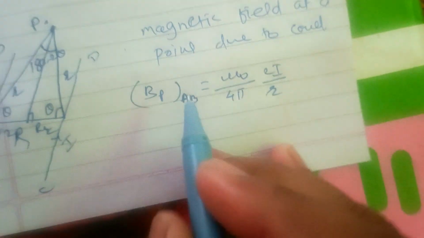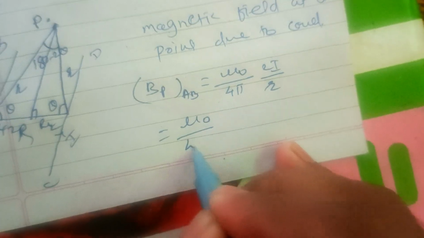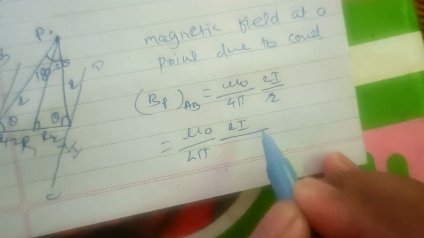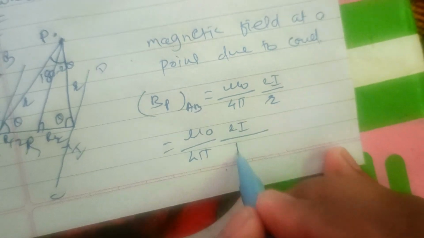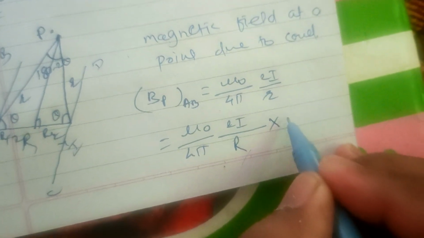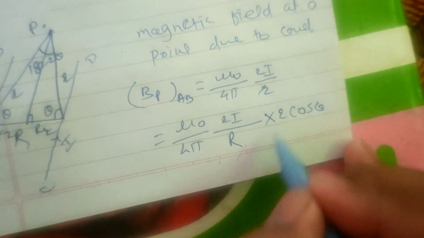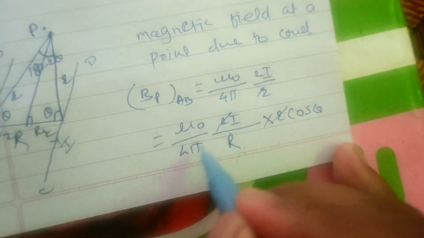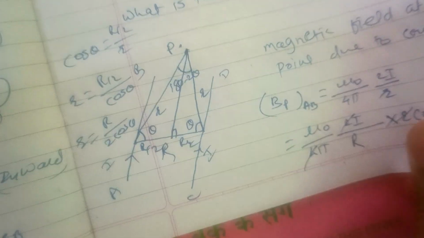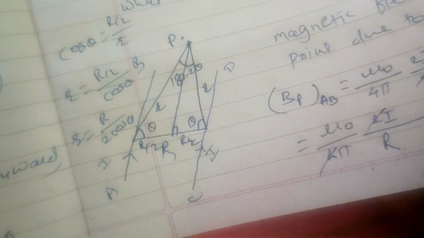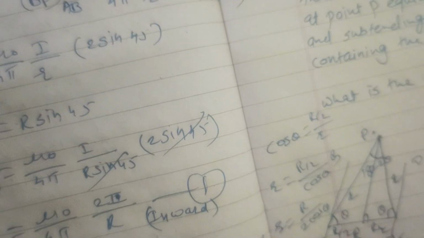So here we will write like that. This is equal to mu naught by 4 pi into 2I divided by r. In place of r we can write capital R divided by 2 cos theta. Division becomes multiplication. Now these two 2s make 4 and this 4 will get cancelled. So what is the magnetic field at point P due to wire AB? The magnetic field at point P due to the wire AB is equal to, what remains in that equation, mu naught I divided by pi R cos theta.